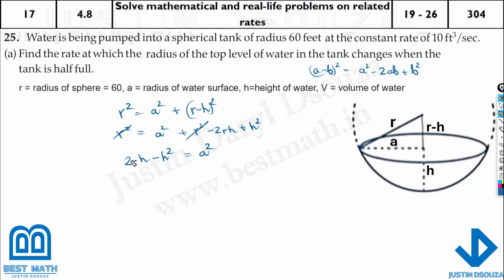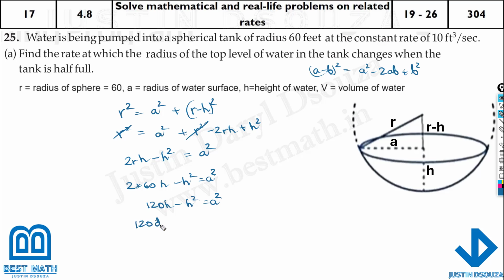But what about the r value? The radius is 60, isn't it? So it'll be 2 times 60 h minus h squared is equal to a squared. It'll be 120 h minus h squared, that is equal to a squared. Now I have constants and I can just apply the differentiation with respect to time.